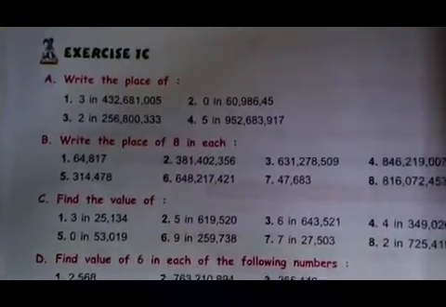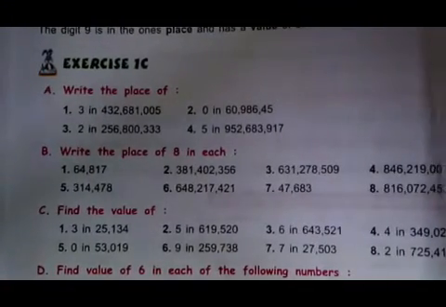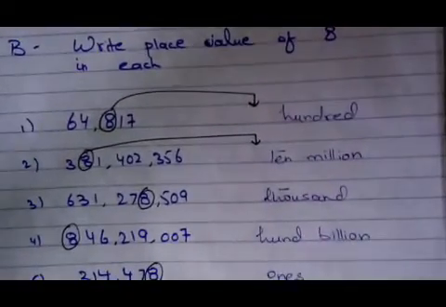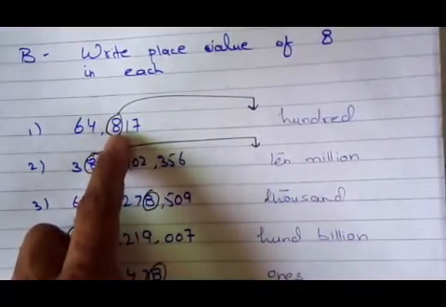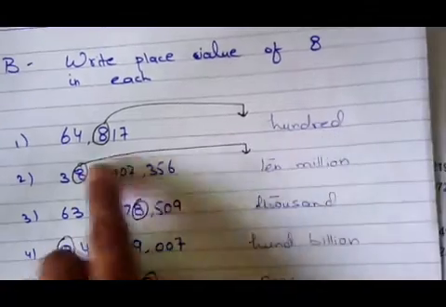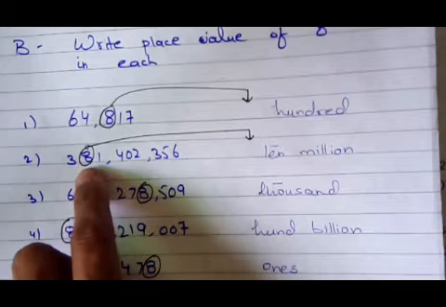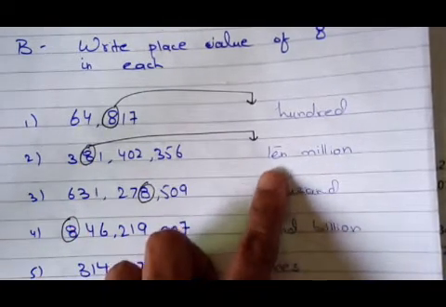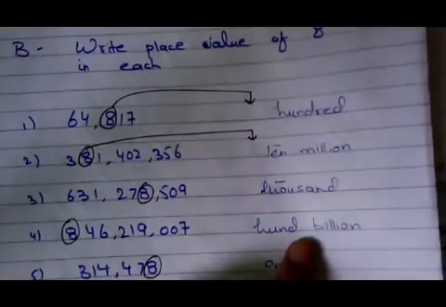Now you have been given different kinds of examples and in each part you have to tell the place value of 8. Okay, our first number is 64,817. So the place of 8 is 100. 381 million. So the place of 8 is 10 million. This 8 is on 1,000. This 8 is on 100 million.